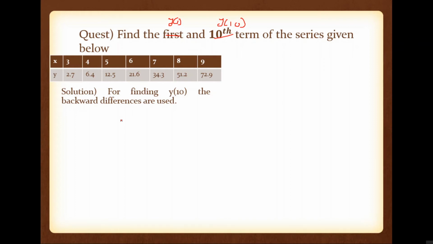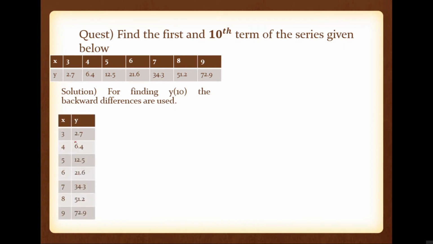As we are using the backward extrapolation formula, we need the backward difference table. So first note x, y, and draw this one. After drawing this, please note this is x0, x1, x2, x3, x4, x5, x6. Similarly, this is y0, y1, y2, y3, y4, y5, y6.